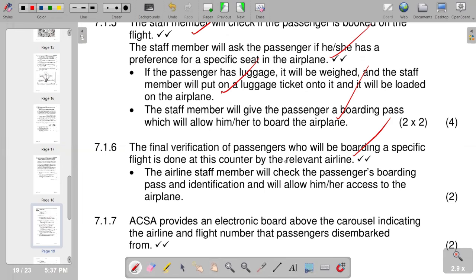Also, the airline staff will check the passenger's boarding pass and identification and will allow him or her access to the airplane. So these are the two responses that we have.